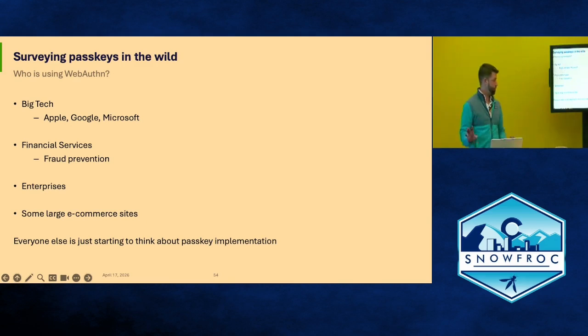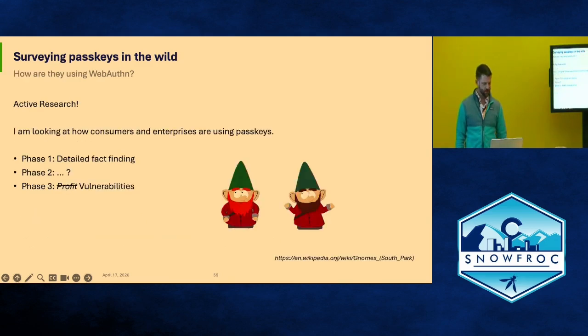Okay, that's stage setting stuff. What am I doing? I want to see what everything's happening. I figured if I do detailed fact finding, then I'll do some work in between, and that'll lead to vulnerabilities. Good, I got Geoff back because you were bored there for a while.